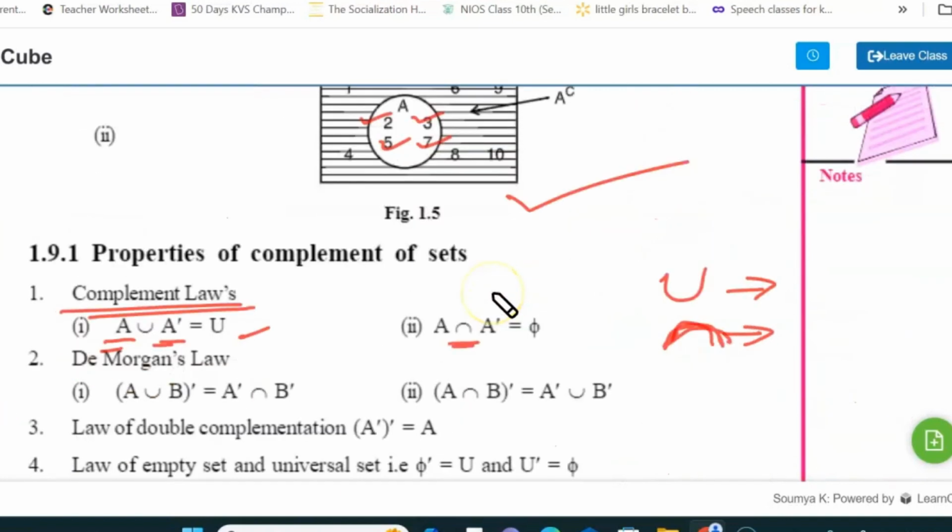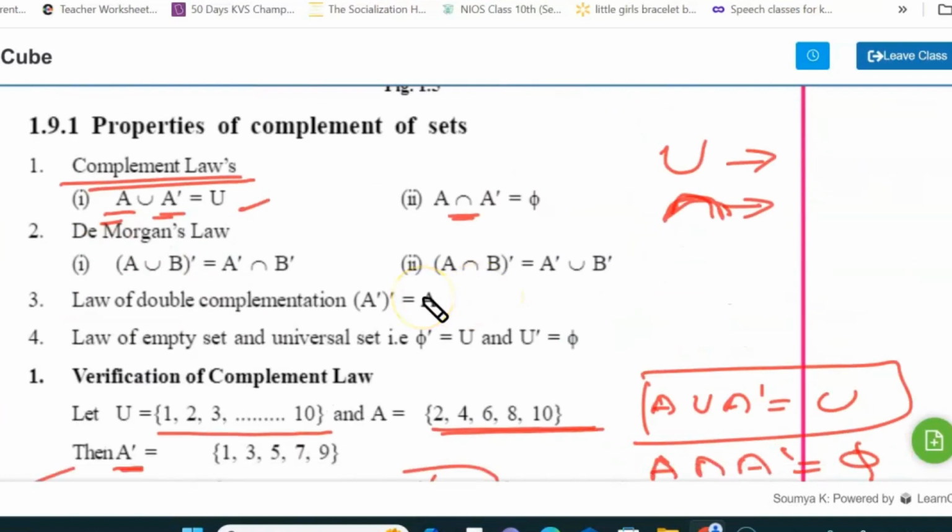Next one is De Morgan's law. That is a very important law. It states that when set A and set B are taken union and then the complement is done, it gives the same result as taking the complement of both sets individually and finding their intersection. You can see the difference: it is union, it is intersection, not the same.